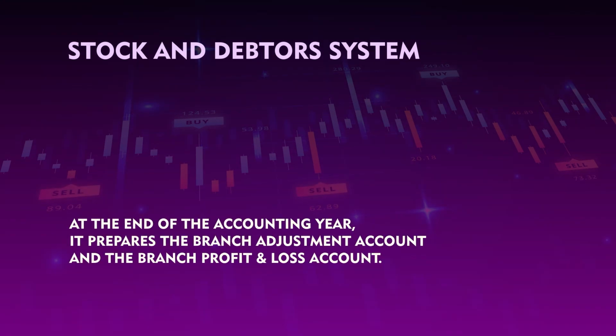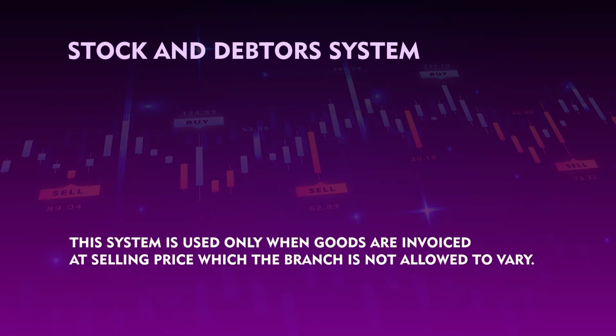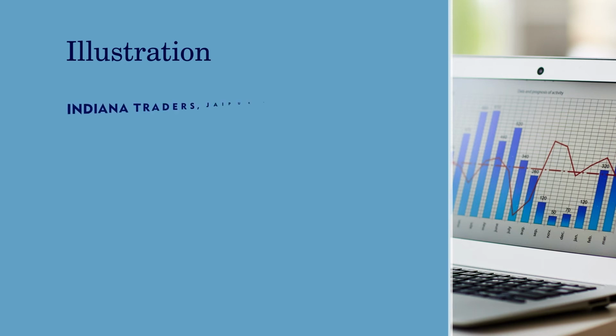At the end of the accounting year, it prepares the branch adjustment account and the branch profit and loss account. This system is used only when goods are invoiced at selling price, which the branch is not allowed to vary. Question is given to us.